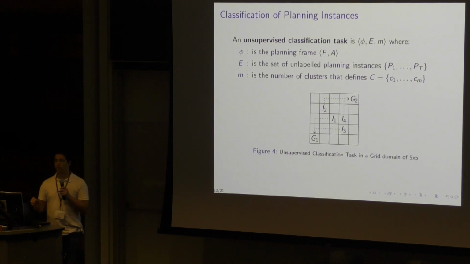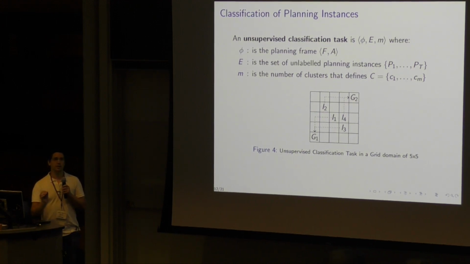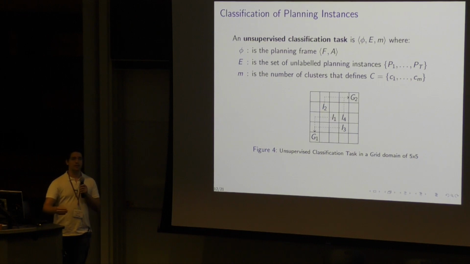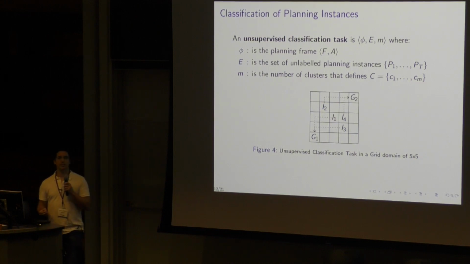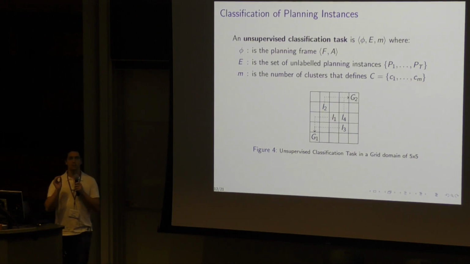Then we have a set of unlabeled planning instances. That means planning instances that are to be classified. The definition of this is the same as the definition of a generalized planning task, so it's just a set of planning instances. And then we provide an extra number that is the number of clusters. So we have to specify exactly into how many clusters we want to classify all these planning instances.